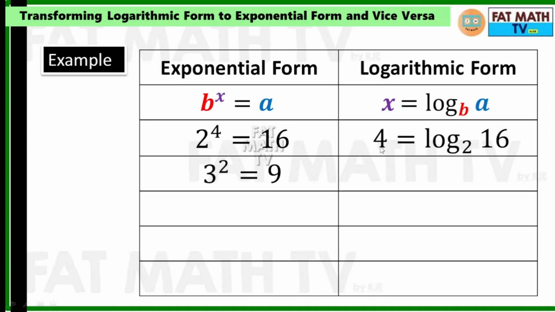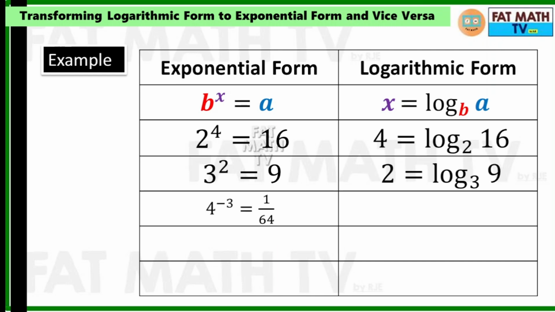Another example. 3 squared equals 9. We have base 3 here, exponent 2, and on the right side is 9. So what is it going to be in the logarithmic form? We have 2, which is the exponent, equals logarithm of 9 to the base 3. Okay, please observe the pattern.